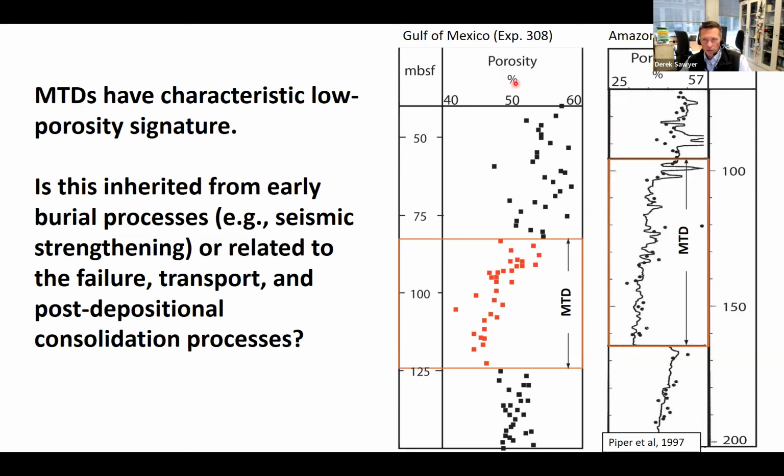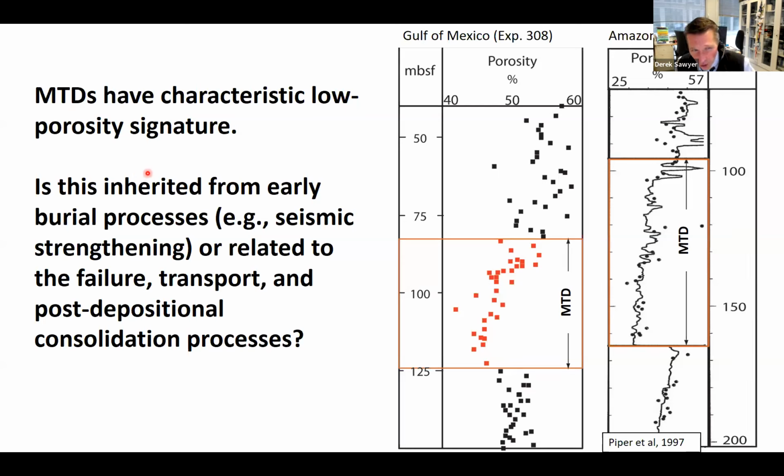So you see this, there's a Gulf of Mexico example that I've been showing you before. There's also Amazon Fan here to the right. MTD stands for mass transport deposit. So that's the jargon term for anything that's deposited as a mass transport event or submarine landslide event. And we're looking at porosity as measured directly on the cores here. And yeah, you see this very common throughout many MTDs that have been sampled, is they have lower porosity than what's above and below it in non-landslide materials.